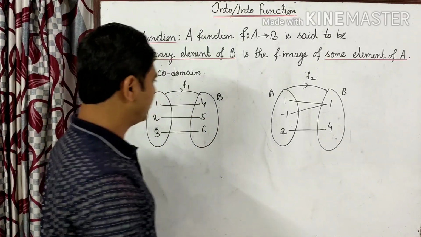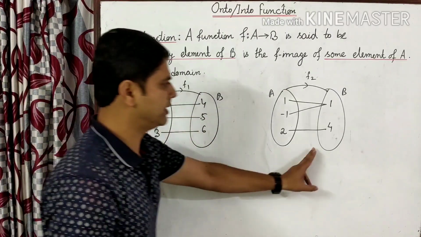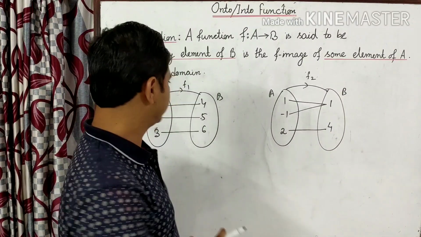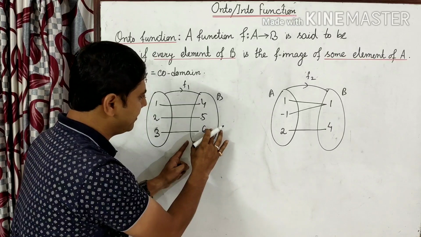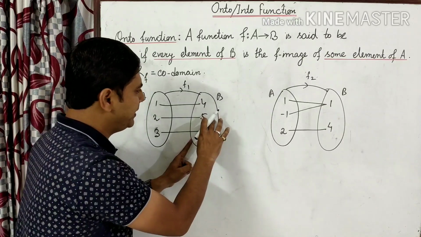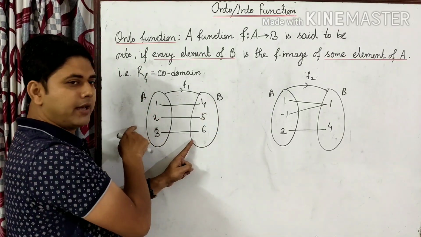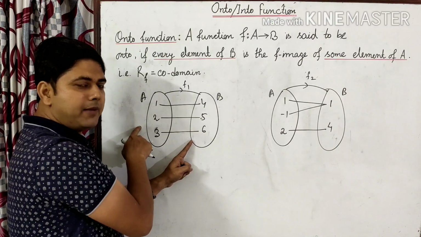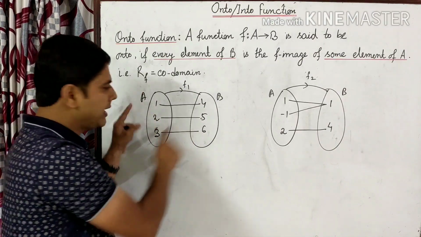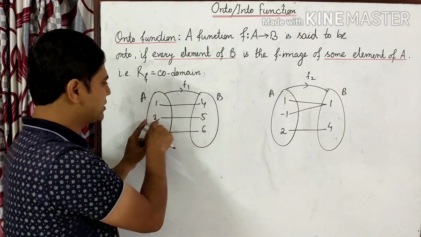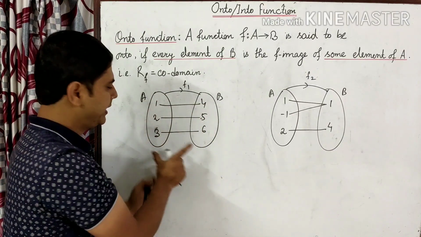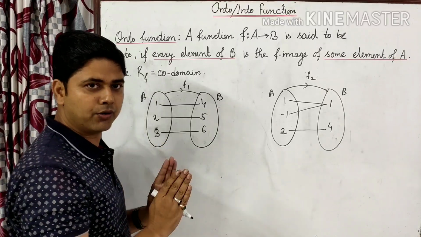From these two examples, this one is a one-one function, and this one is a many-one function. Here, every element of B has a pre-image in set A. 4 has 1, 5 is what? 2, 6 is what? 3. Therefore, this function is what?